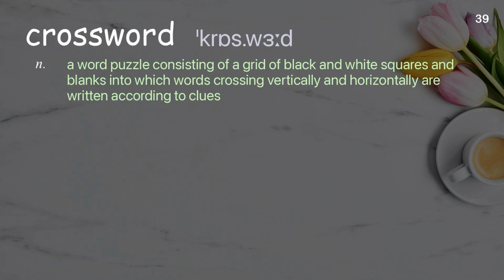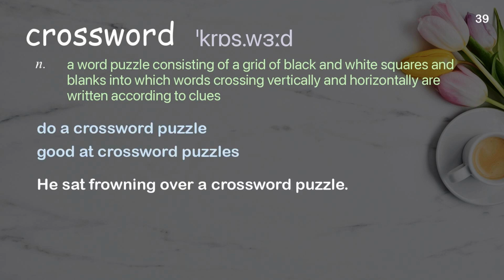Crossword. A word puzzle consisting of a grid of black and white squares and blanks into which words crossing vertically and horizontally are written according to clues. Examples: Do a crossword puzzle. Good at crossword puzzles. He sat frowning over a crossword puzzle.